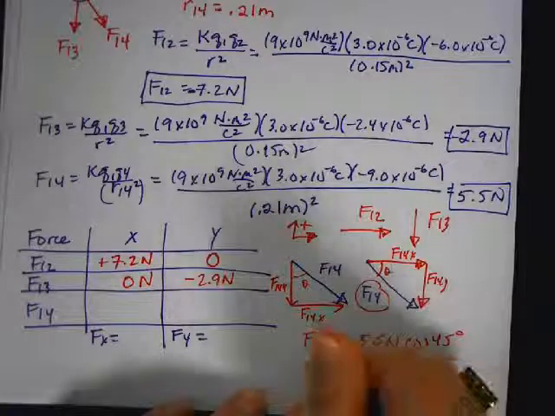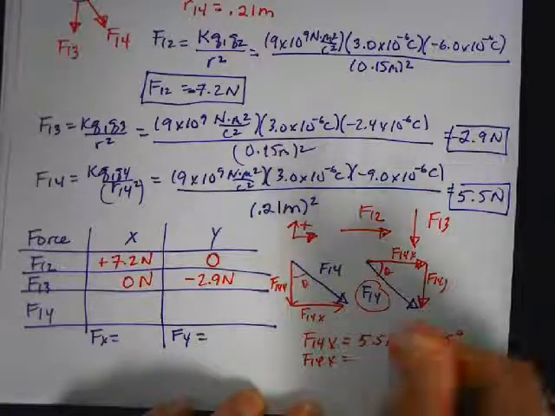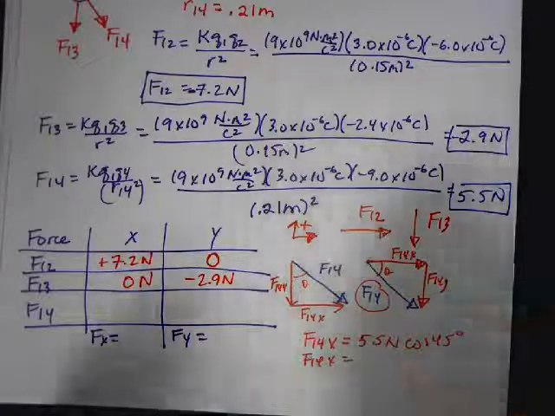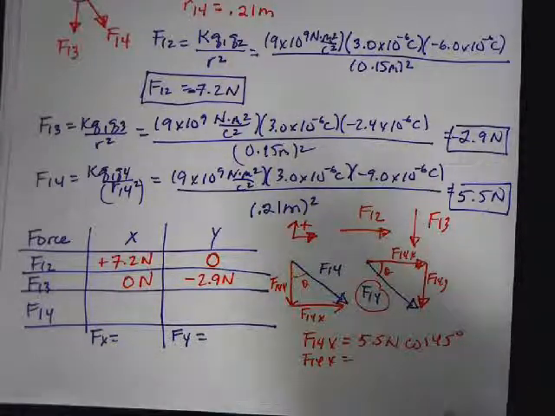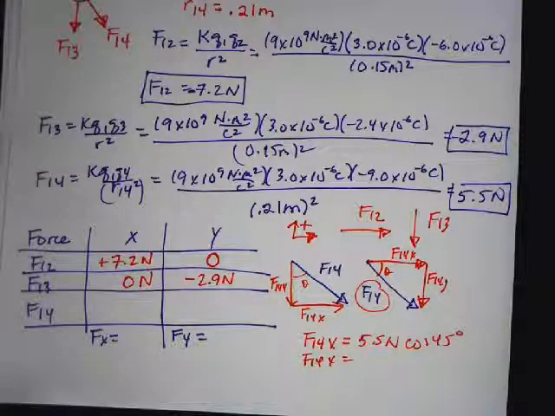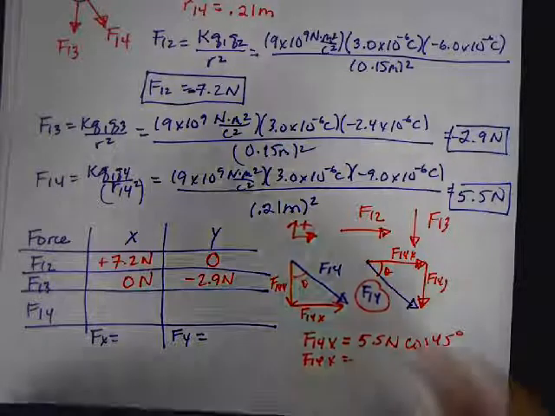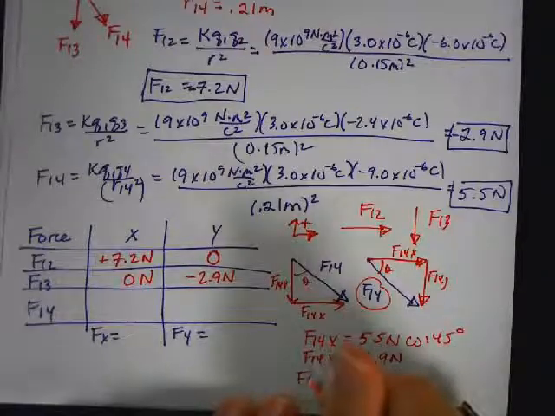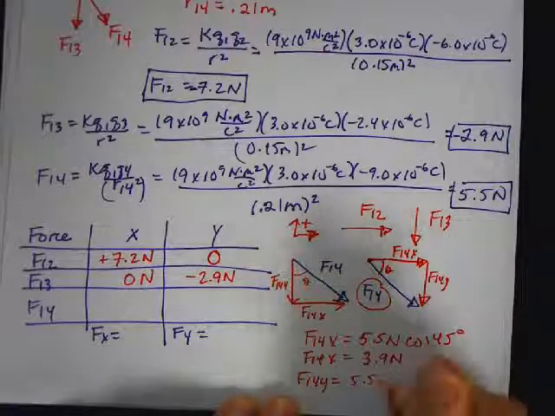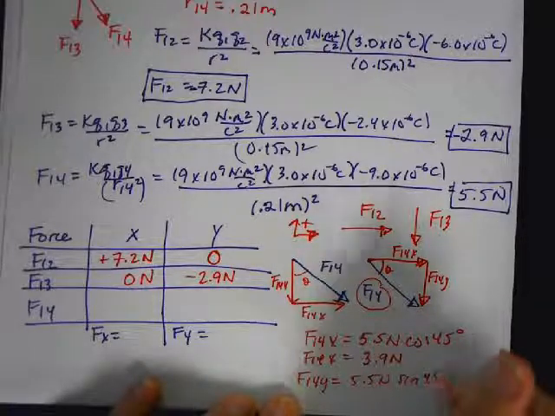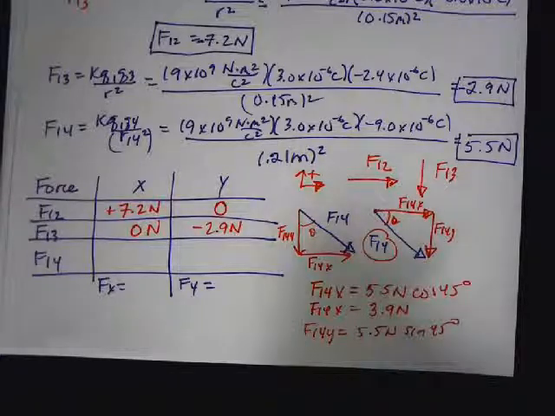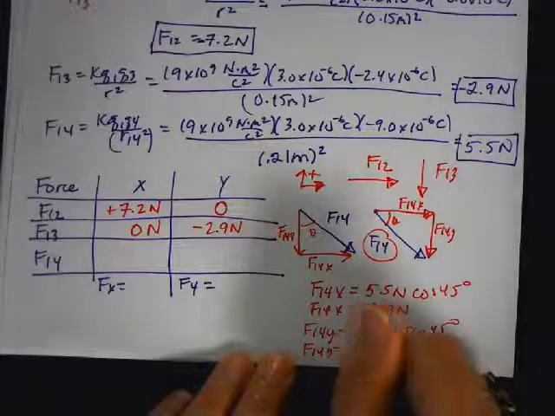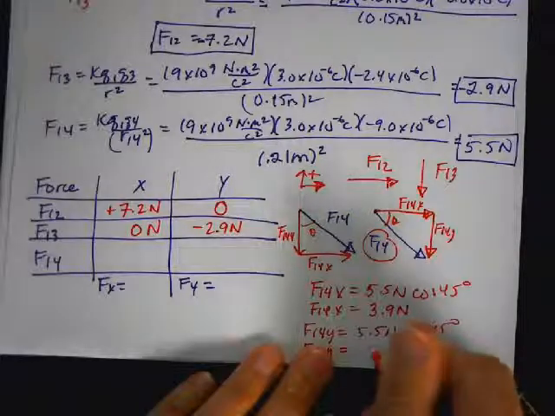So F14X is equal to 5.5 because cosine is adjacent over hypotenuse. So when I put that in my calculator, I think that comes out to be 3.9. Let's see. 45 cosine times 5.5 is equal to 3.9. So this is 3.9 newtons. And then F14Y is 5.5 sine of 45. But luckily for me, sine and cosine of 45 is the same. So F14Y, the magnitude of it also comes out to be 3.9 newtons.